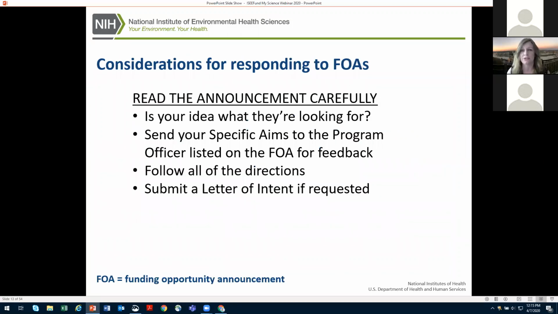So, considerations for responding to a funding opportunity. Those are like RFAs. We're getting away from program announcements, but is what your idea, what they're looking for? Always send your aims to the program official listed on the funding opportunity. Follow every single one of the directions. And it's best to submit a letter of intent, even if it's not requested. That way it gets the review office ready for pulling in people that may have the special expertise needed to review your application.